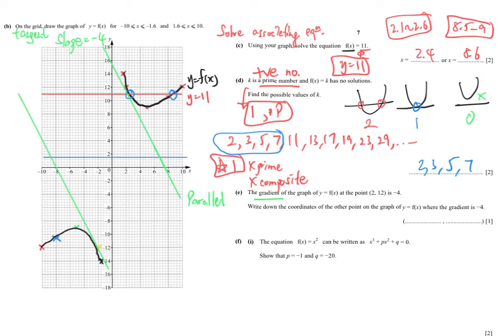And touch the graph at this point, or the yellow point. So it should be x equal to -2 and y equal to -12.